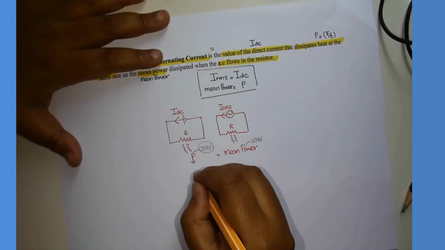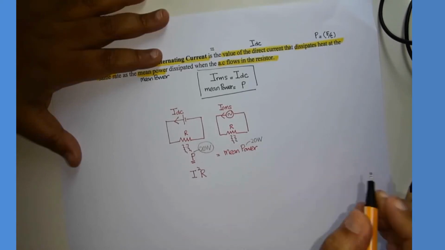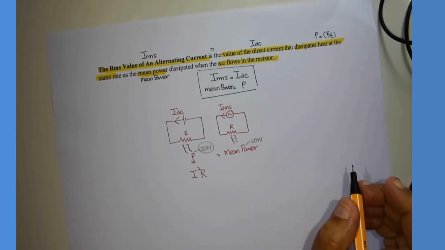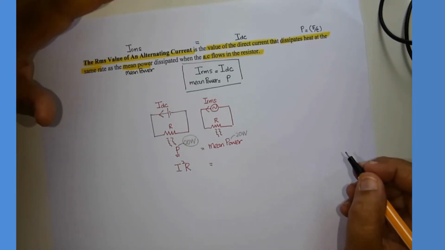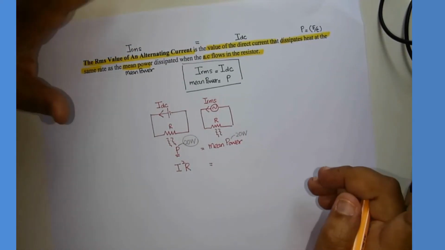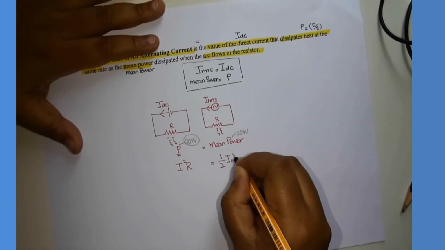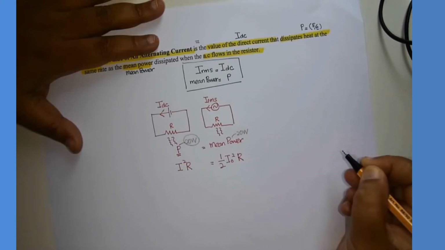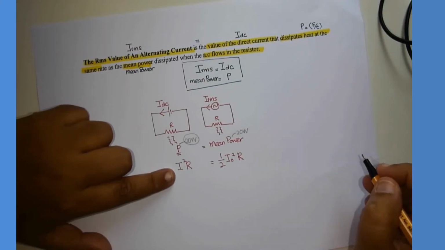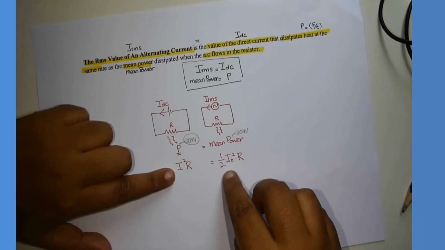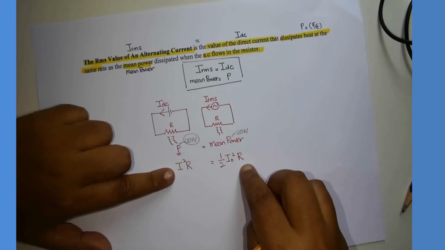P is equal to, we're going to take I square R. We can also use V square over R, but we're going to look at I square R. It is equal to the mean power. The mean power, if you look at the concept which I'm going to teach you later, is half I naught square R. So the power of a DC, I square R, is equal to the mean power of an AC, half I naught square R.